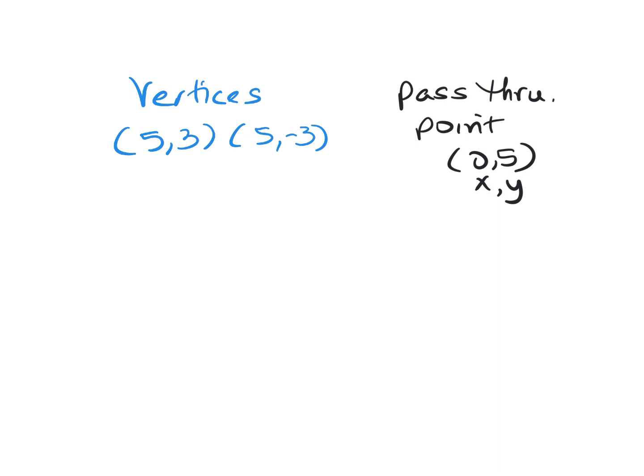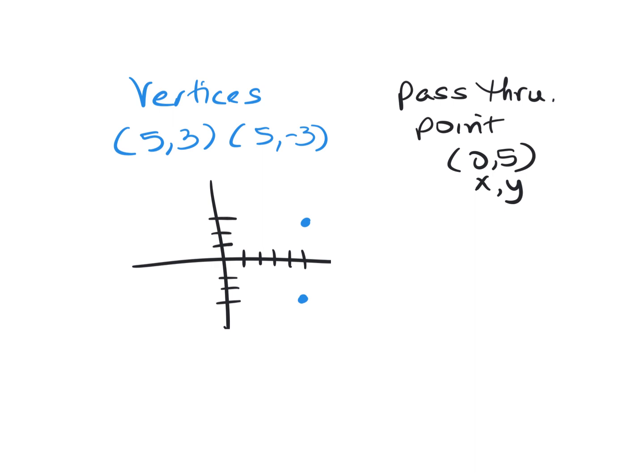So let me go ahead and give myself the visual. So 1, 2, 3, 4, 5. 1, 2, 3. I've got a vertex here. And then I've got another one at -3. 1, 2, 3. So at (5, -3). So you see how the vertices are on top of each other? So this is going to be vertical.